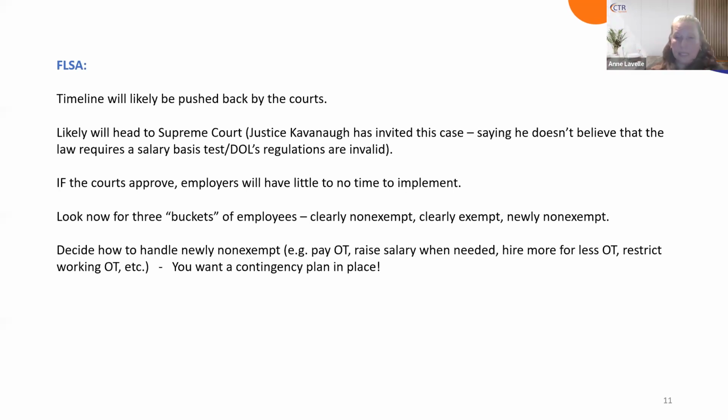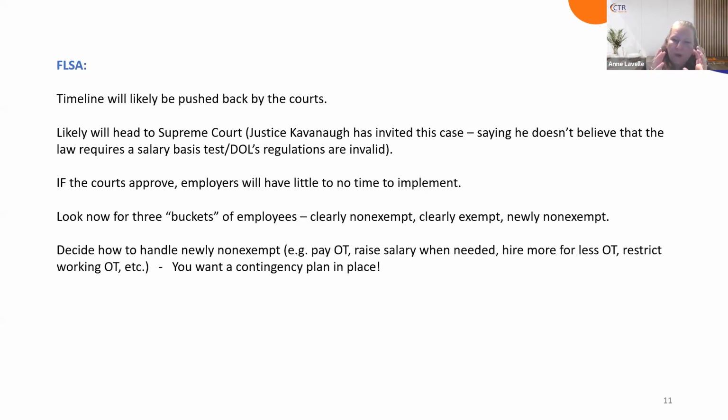Then you have the clearly exempt folks, right? The ones who are over 684 or over the 107,000 if you're in a state that recognizes the HC exemption. And you know, if they're over the 1,128, they're clearly going to be exempt as well in the future. And maybe don't worry about them.